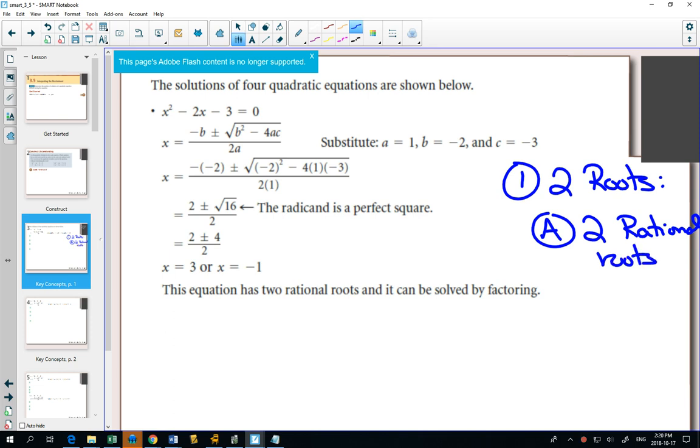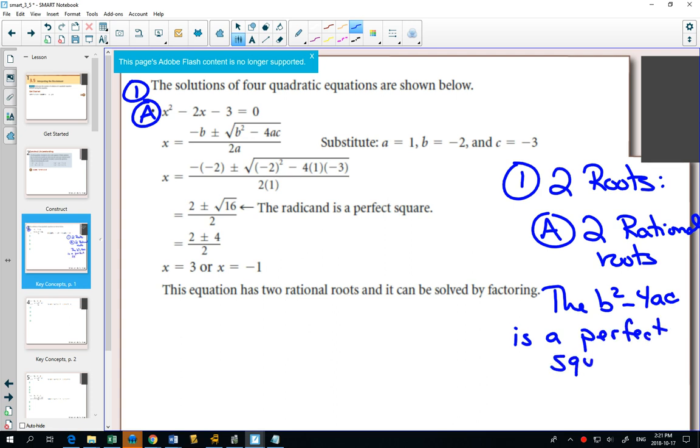two rational roots. And then beside the bullet right here, you can put an A with a circle so that you know that that counts with that A. Maybe you put a 1 as well. This is 1A. It has 2 rational roots. When you plug it into the quadratic formula, the b squared minus 4ac is a perfect square.